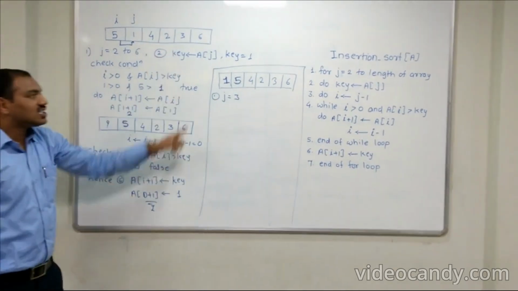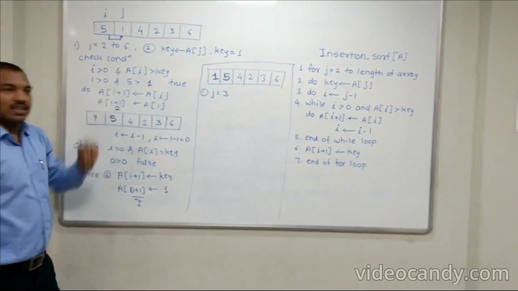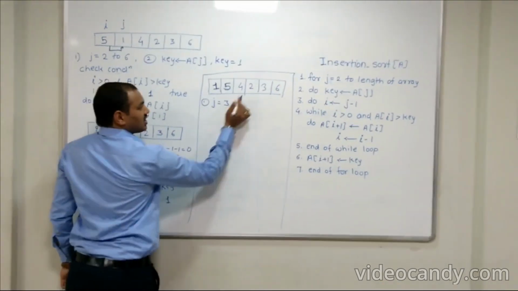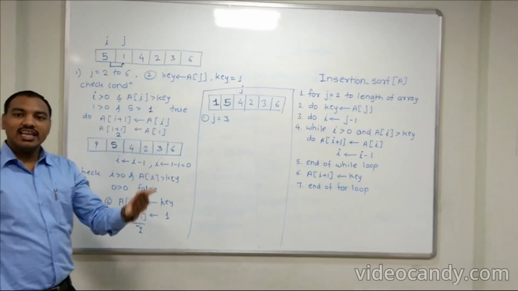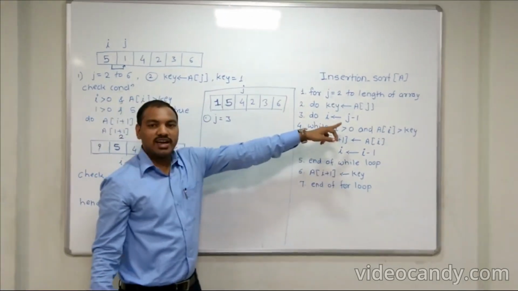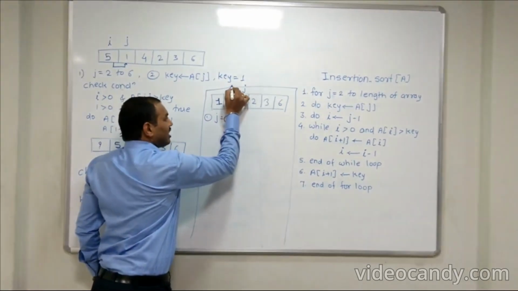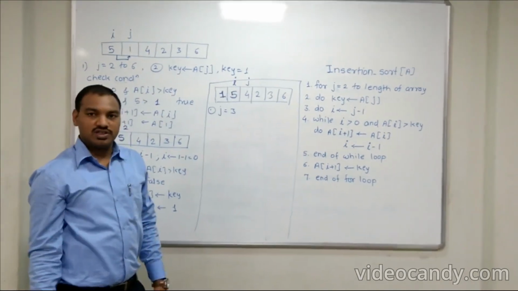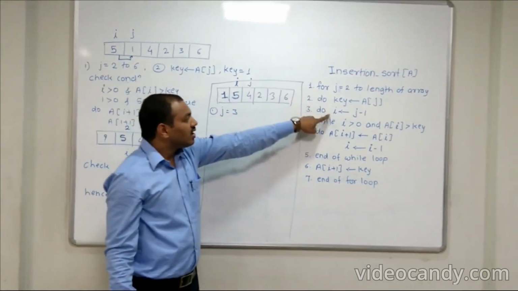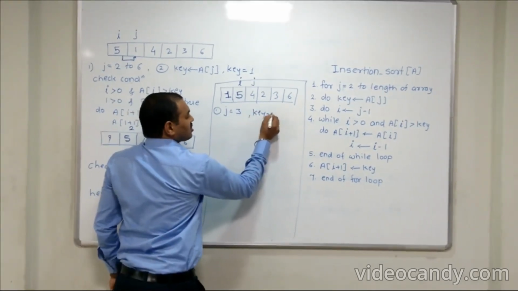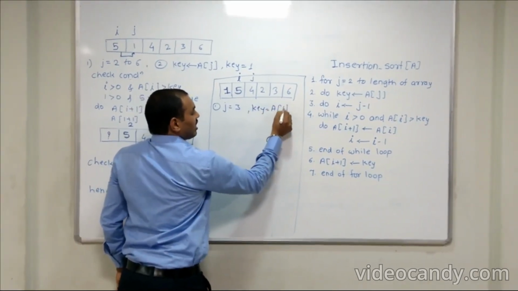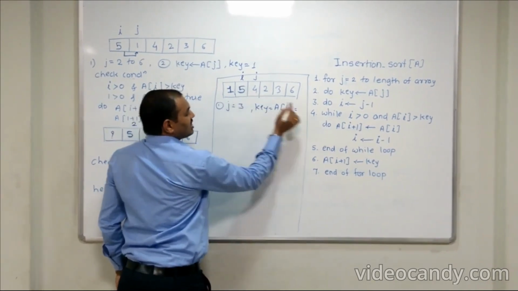Now this is the first iteration for the for loop. Now j is equal to 3. So j will point at third position. Again I is equal to j minus 1. So I will be at second position. Say key becomes a of j. So key is equal to a of j, which is 4.